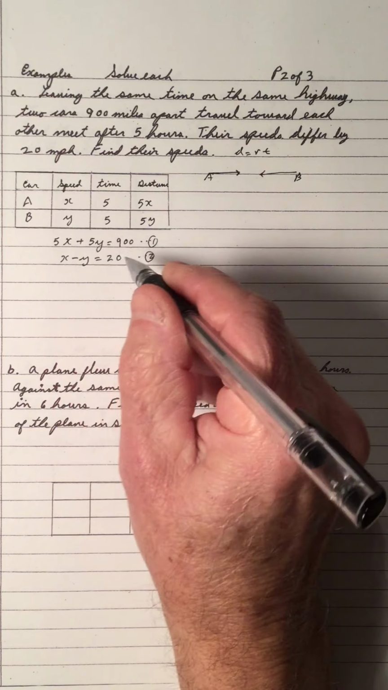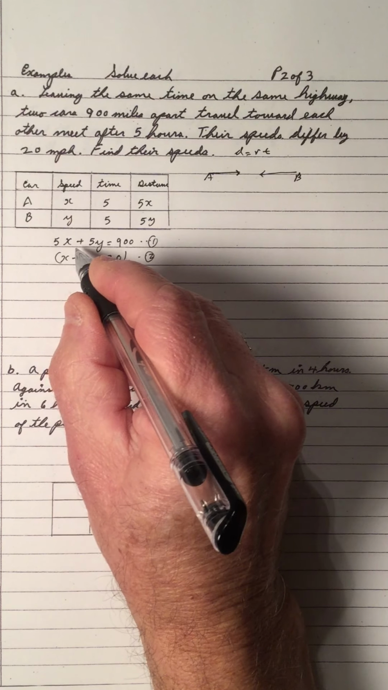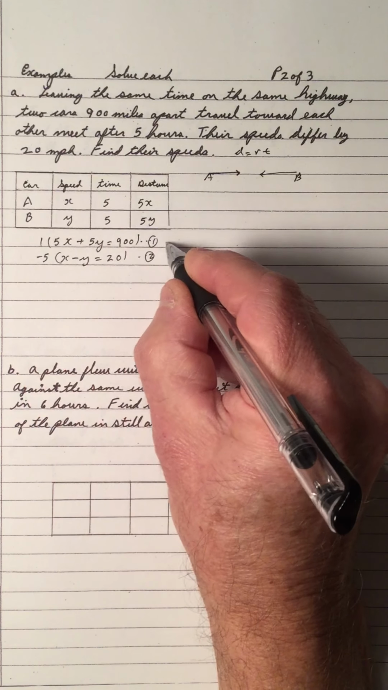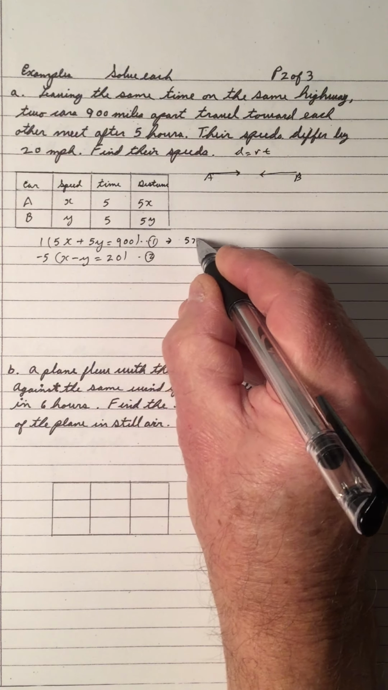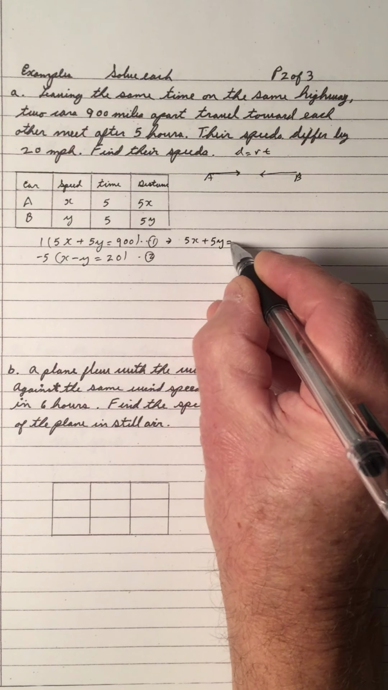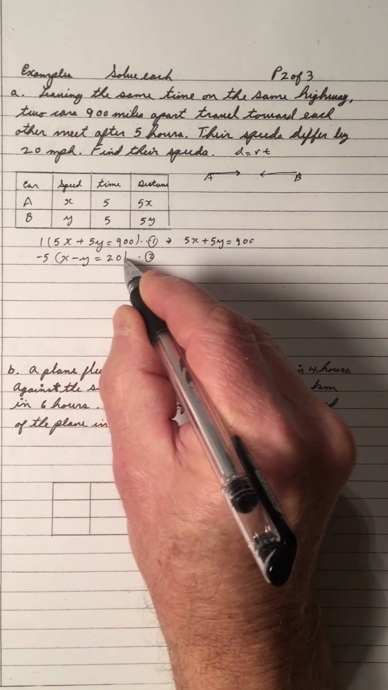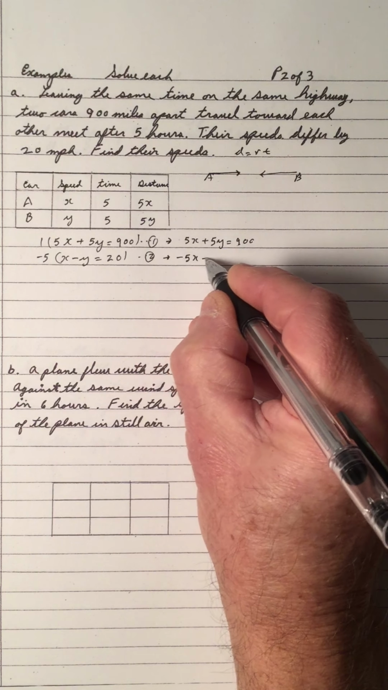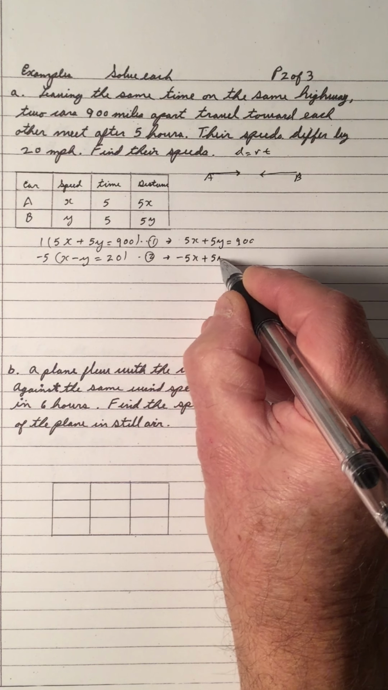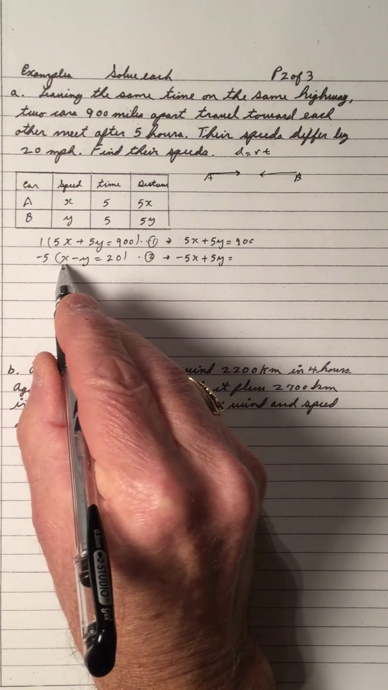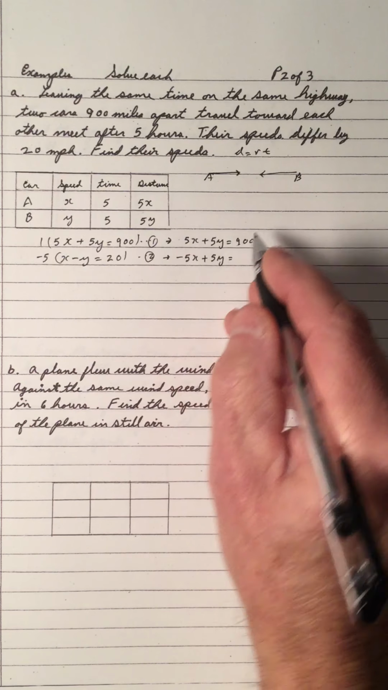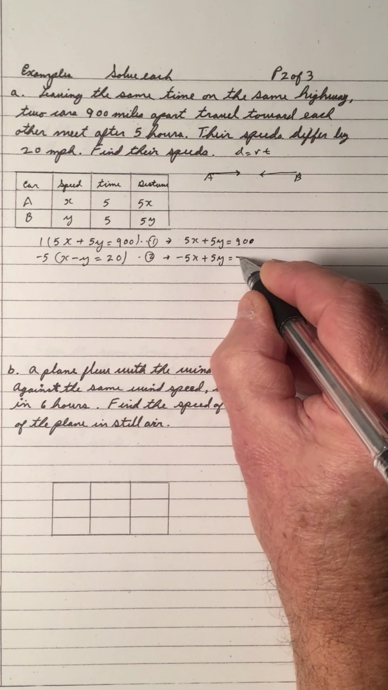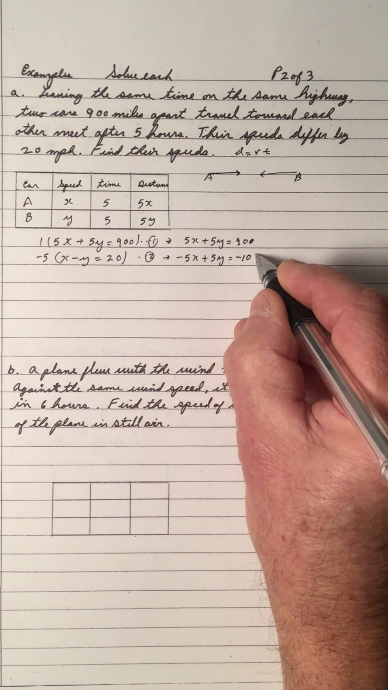Because I have them written out like that, which is ax plus by equals c, I'll multiply this one by negative 5 and this one by 1. That gives me 5x plus 5y equals 900. Multiply this one by negative 5 and I get negative 5x plus 5y. Notice a negative times a positive is a negative. Negative times a negative is a positive. I almost made a little error then. So that gives me negative 5 times 20 is a negative 100.